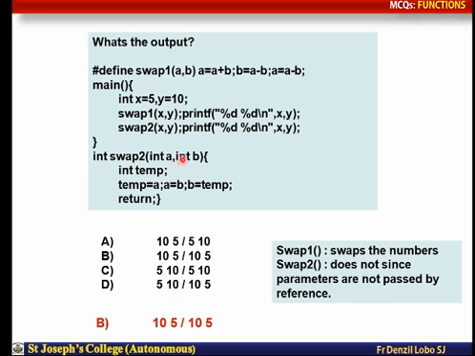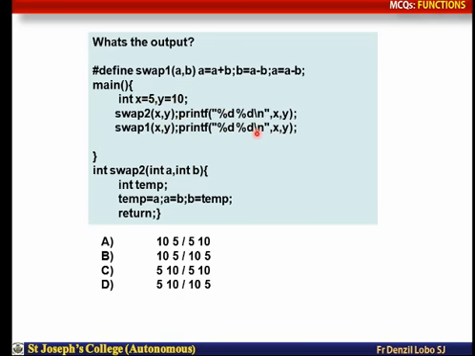So what happens therefore? Here it is swapping, therefore x is going to be 10, y is going to be 5. Since the same you are following, again x is equal to 10, y is equal to 5, so it will not swap, it will have the same values 10, 5 and 10, 5.